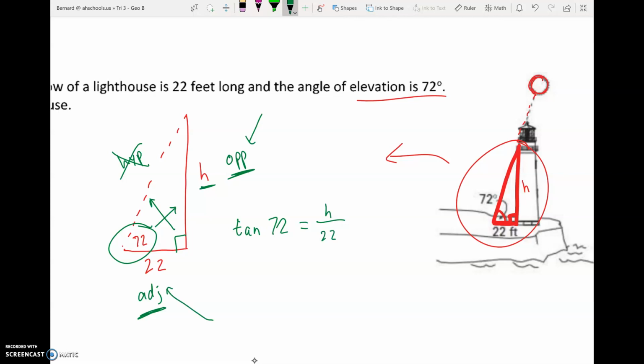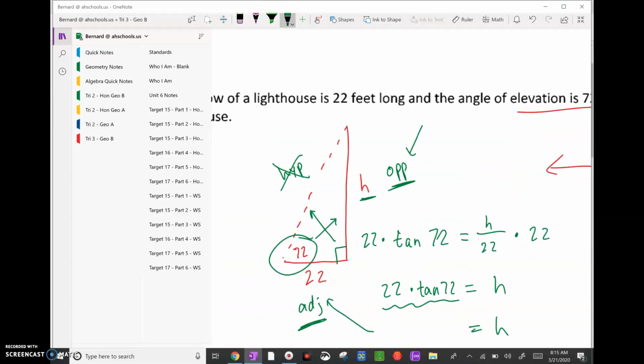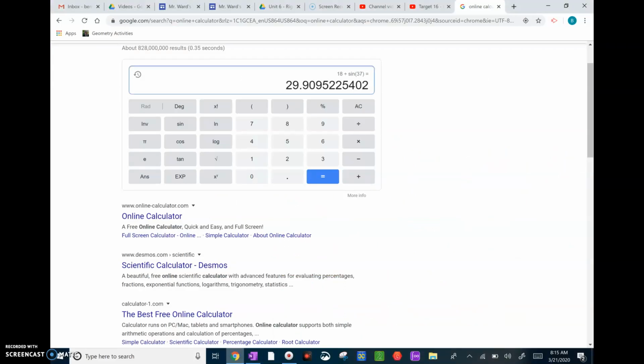And that's nice. 22 is in the bottom of our fraction, so we're multiplying both sides by 22, and it's one step. H is going to equal 22 times tangent of 72. So just one last time, I'll talk about typing that into our calculator, right? We just want to type 22 times tangent of 72. So pull up the calculator, clear it. 22 times tangent, and 72 goes in the parentheses. Be in degree mode, hit equal, and it tells us 67.7.